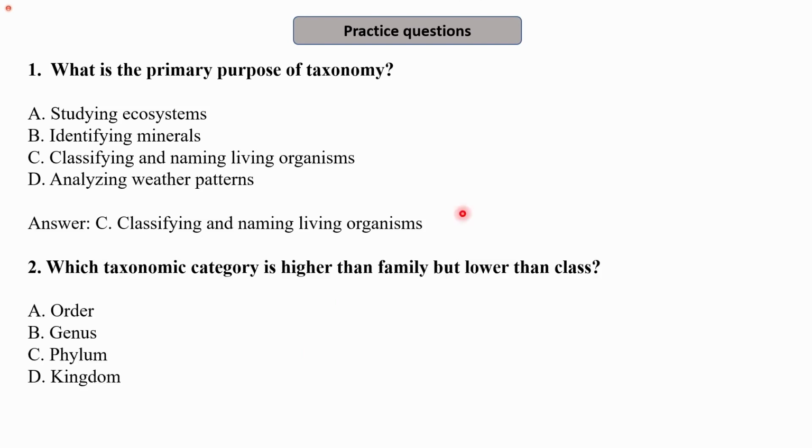Which taxonomic category is higher than family but lower than class? So is it order, genus, phylum, or kingdom? We know K, D, O, F, G, S. So higher than the family but lower than the class is order. Right? So the taxonomic category which is higher than the family but lower than the class is the order.